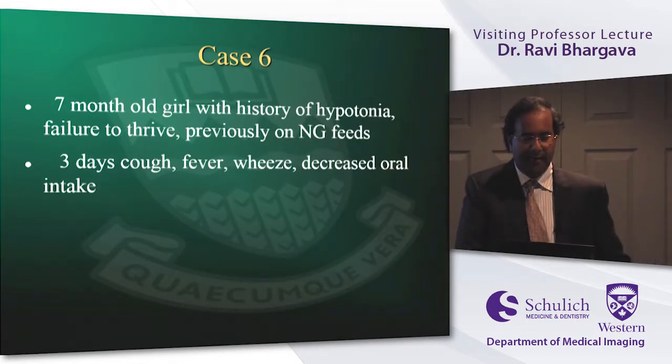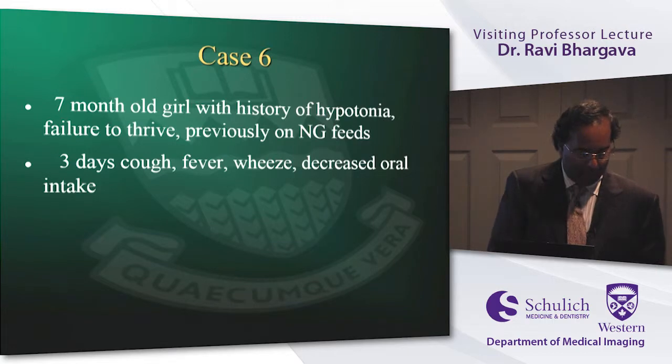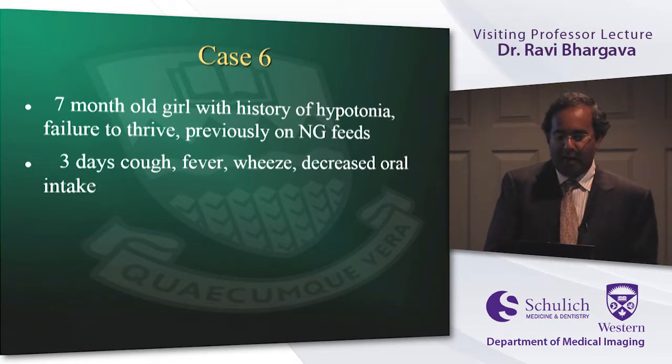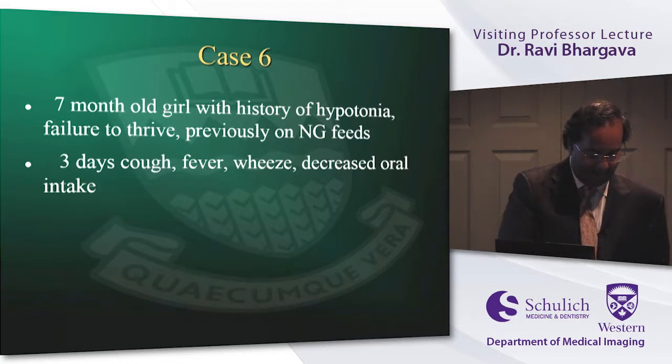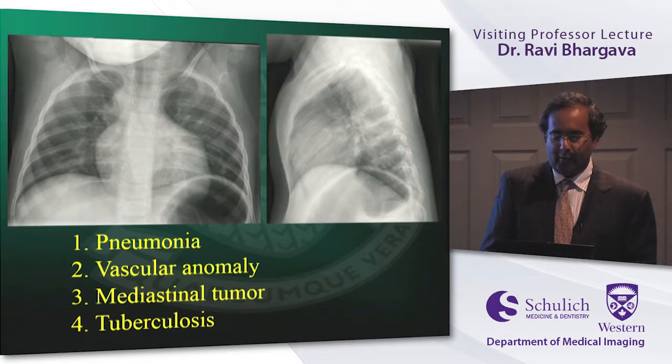Okay, so here's another case. This is case 6. This is a 7-day-old girl with a history of hypotonia who had failure to thrive. She'd previously been on nasogastric feeds, and she now comes in with a 3-day history of cough, fever, wheeze, and decreased oral intake. And here are her chest radiographs. Does she have pneumonia? Does she have a vascular anomaly? Does she have a mediastinal tumor, or does she have tuberculosis?